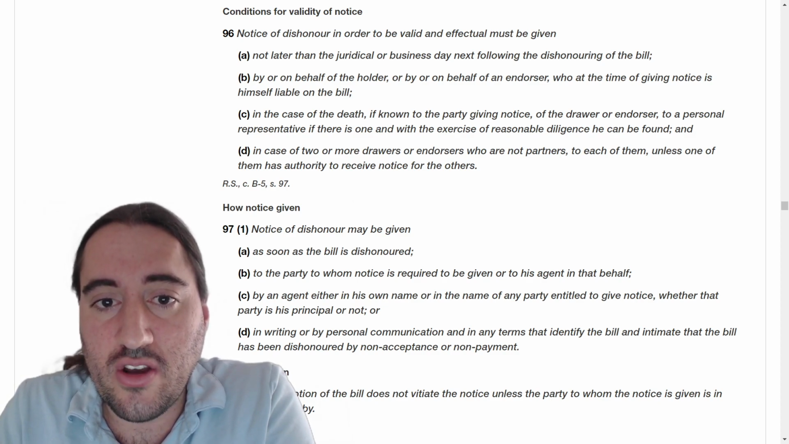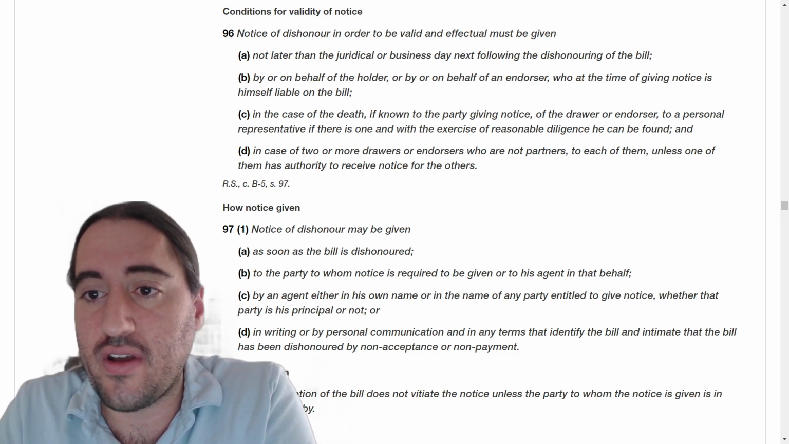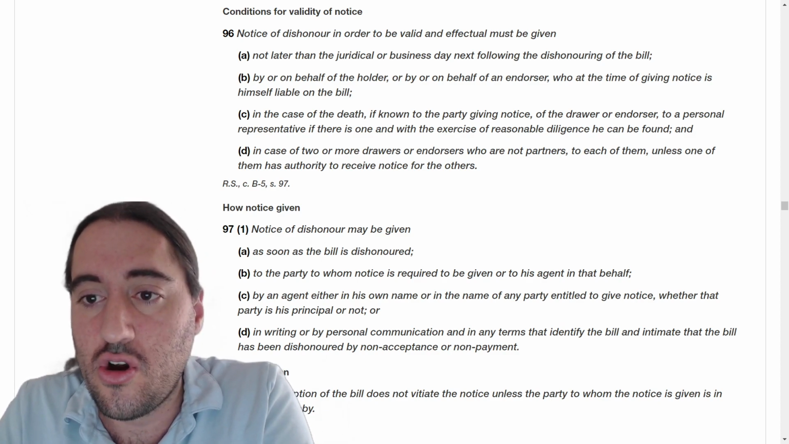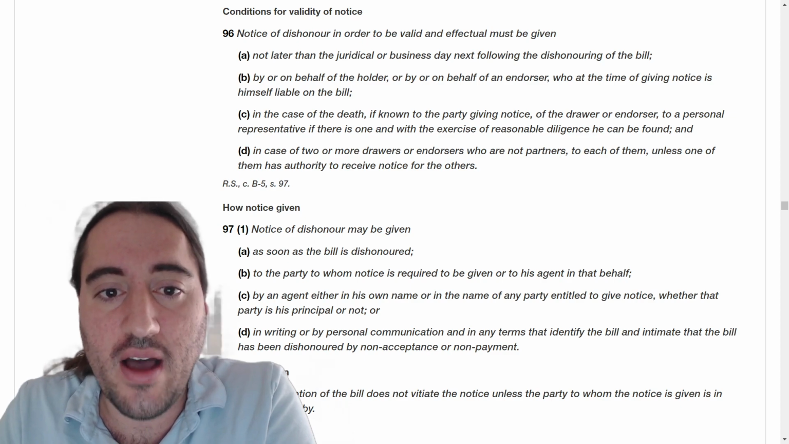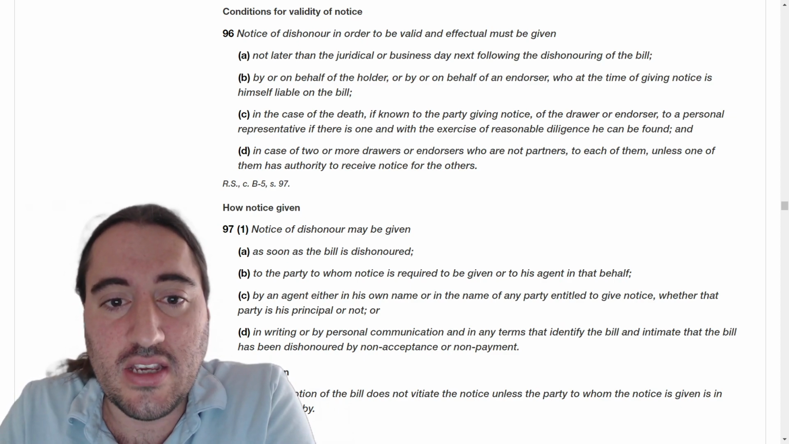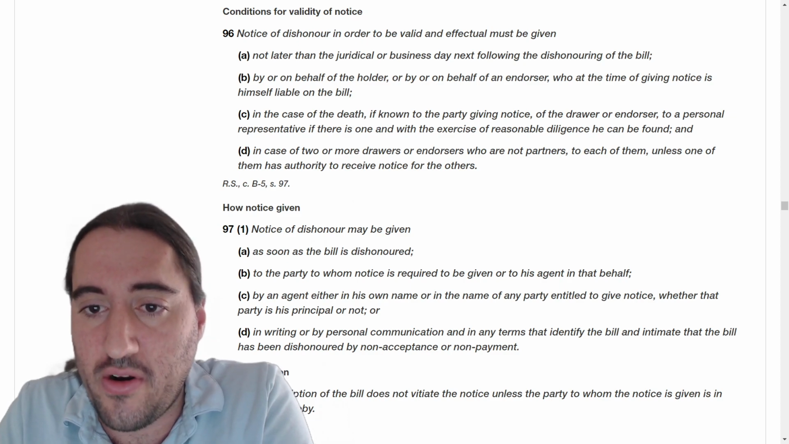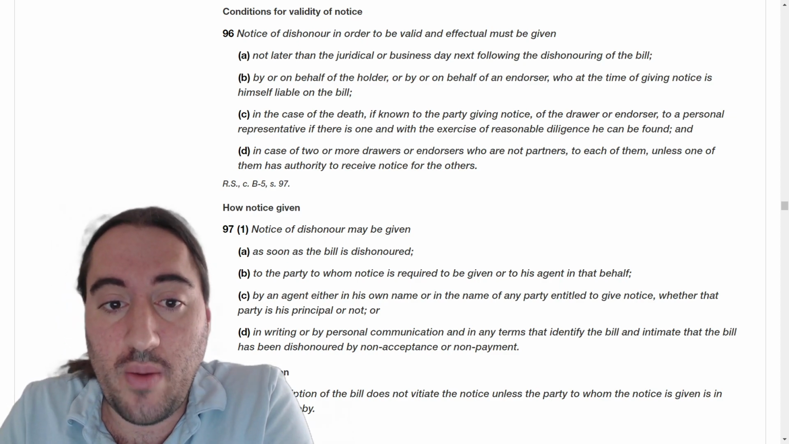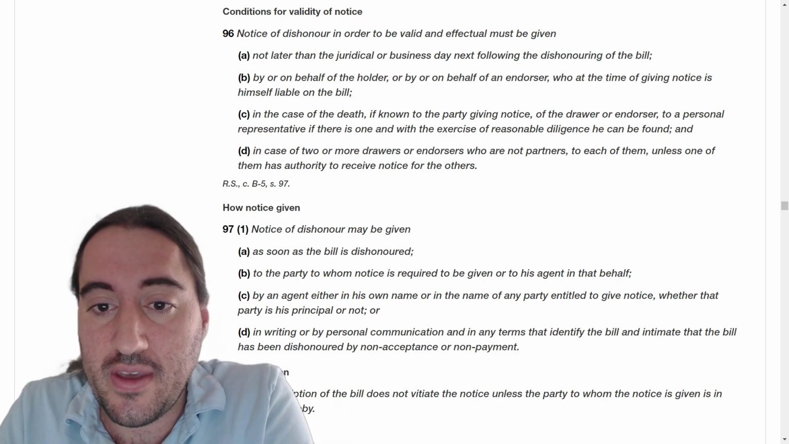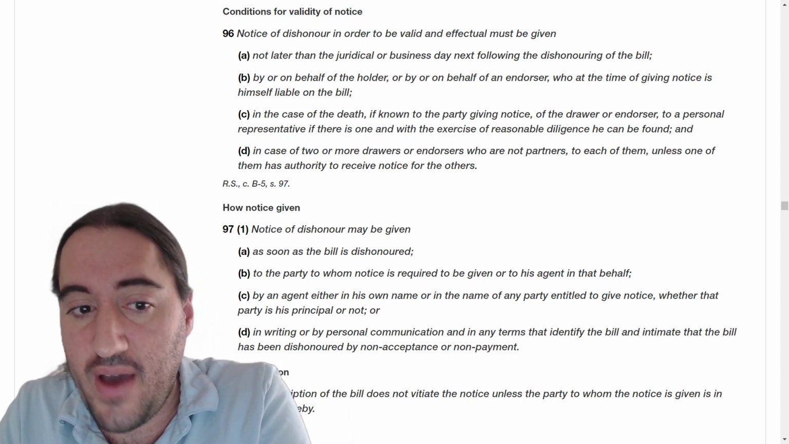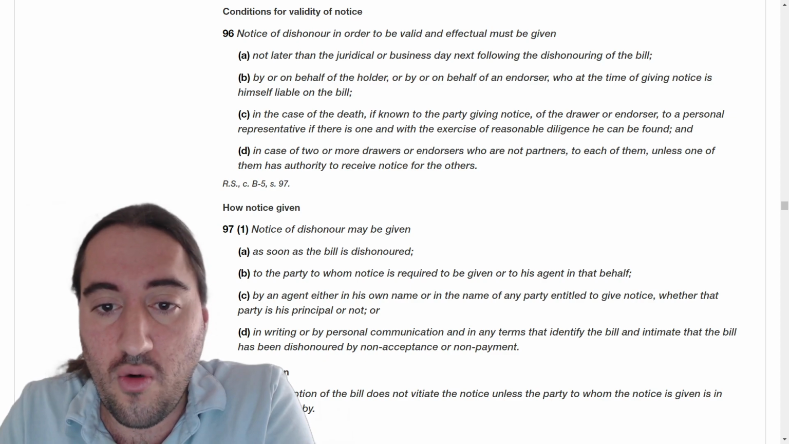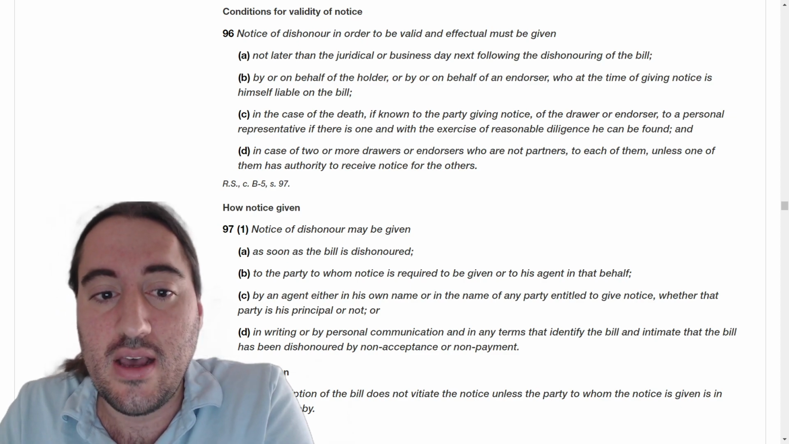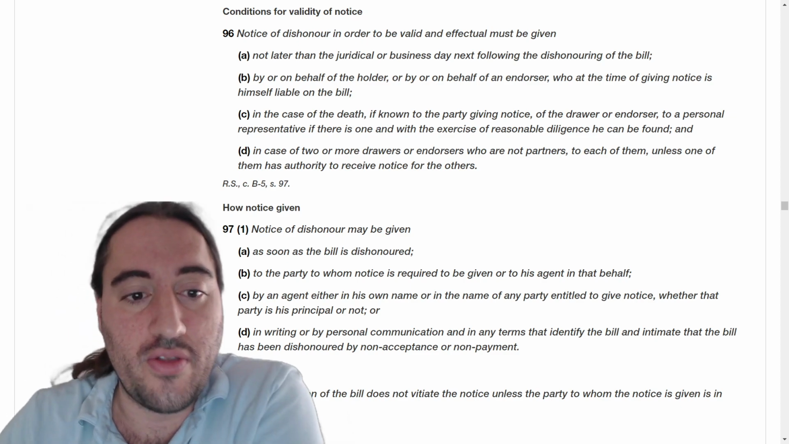A. Not later than the juridical or business day next following the dishonoring of the bill. B. By or on behalf of the holder, or by or on behalf of an endorser, who at the time of giving notice is himself liable on the bill. C. In the case of the death, if known to the party giving notice, of the drawer or endorser, to a personal representative if there is one, and with the exercise of reasonable diligence he can be found. And D. In case of two or more drawers or endorsers who are not partners, to each of them, unless one of them has authority to receive notice for the others.